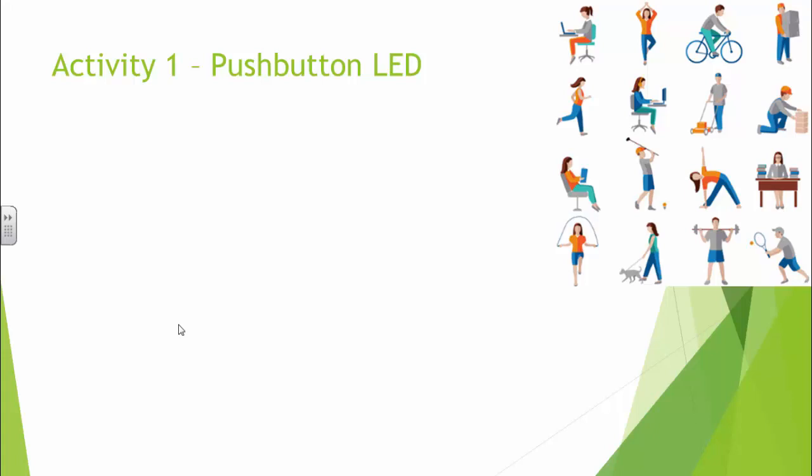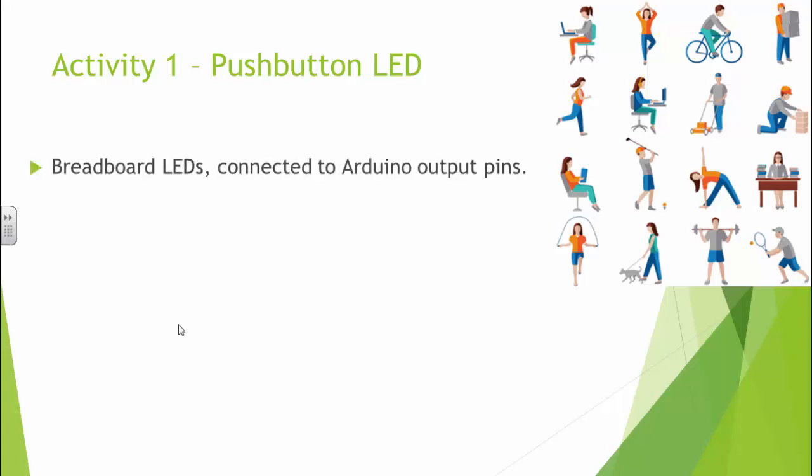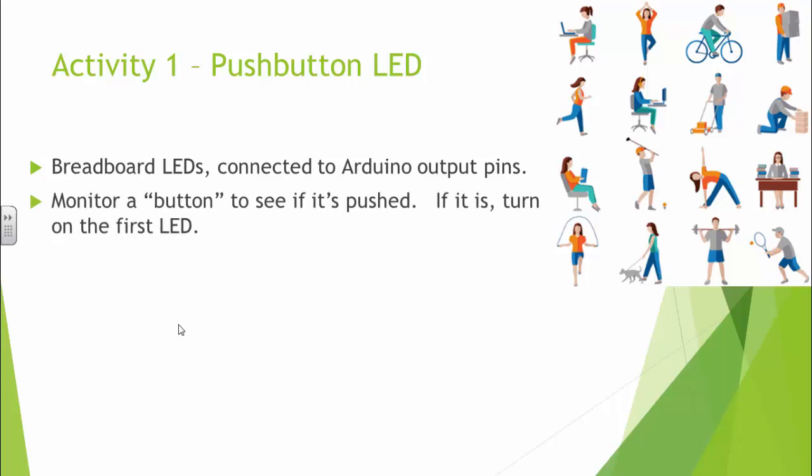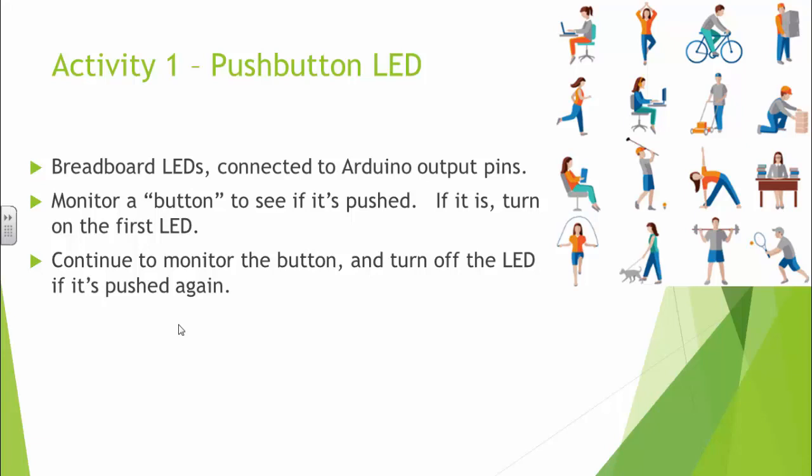Use those ideas to create your first implementation. So breadboard some LEDs with Arduino output pins. You've already got most of the code for all that stuff. But now I'd like you to implement a button. Notice the button will take the place of the LDR. Monitor the button to see if it gets pushed. And if it gets pushed, just turn on the first LED. And your sketch should, if you press the button a second time, turn off the LED.